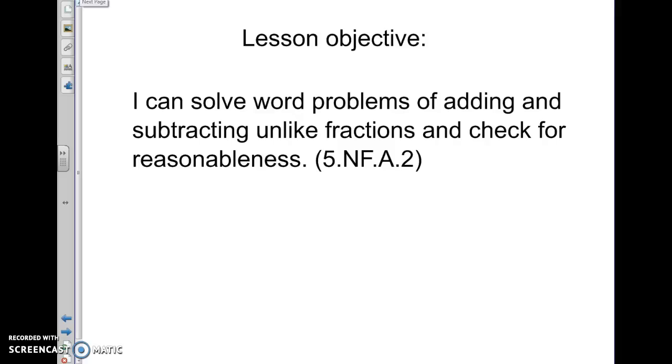Our lesson objective today: I can solve word problems of adding and subtracting unlike fractions and check for reasonableness. 5th grade standard, numbers and fractions, A2.